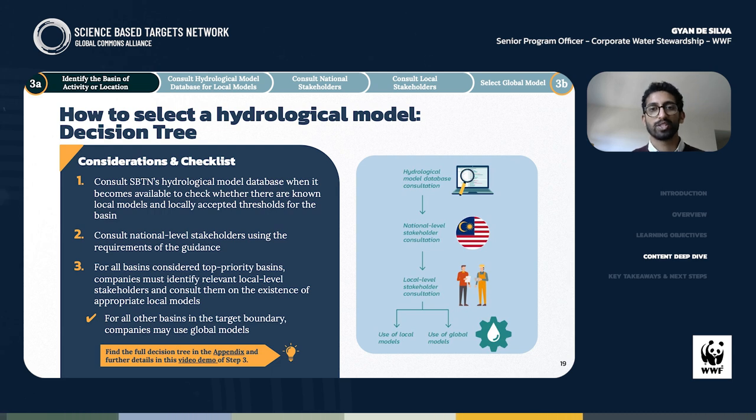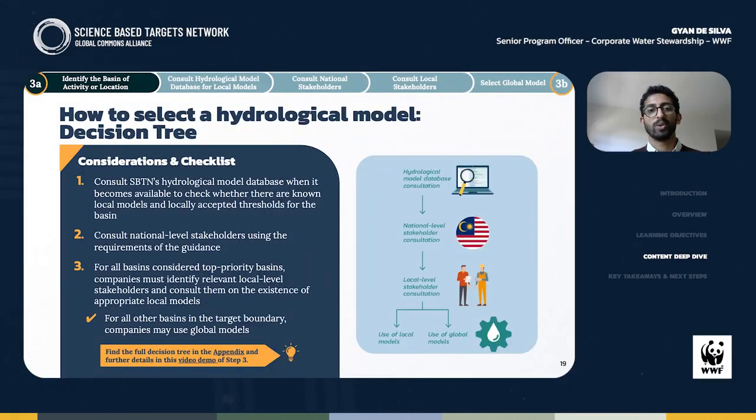The first stage of the decision tree would be to consult SBTN's hydrological model database, which is currently under beta version and consultation. You would do this to check whether there are known local models and locally accepted thresholds for the basin. In the second stage, companies are required to consult national level stakeholders on the existence of any appropriate local model for the basin of interest. Such stakeholders could include national water authorities or ministries involved in water resource allocation or country offices of SBTN Freshwater Hub partner organizations.